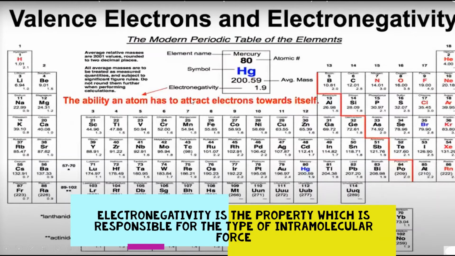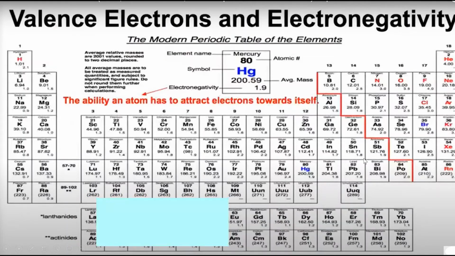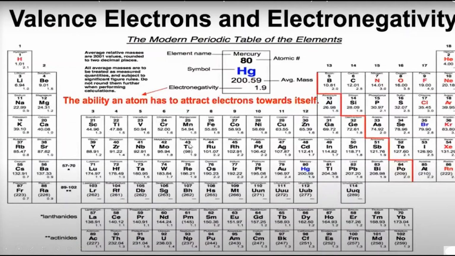So this is a basic property, which is responsible for the type of bond that is formed. Electronegativity is the ability of an element or an atom to attract electrons towards itself. Every atom, whatever atom you are seeing here, has a different tendency to attract electrons towards itself. And the higher the value, the more the attraction.